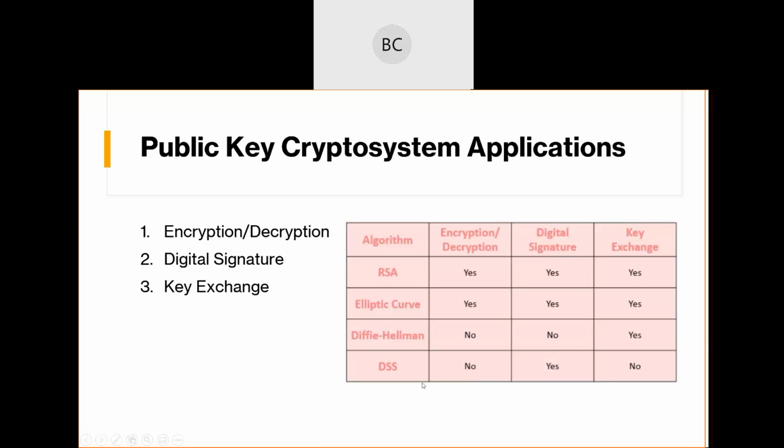Now, what are the applications of public key cryptosystems? One is very simple: the main purpose is just encryption and decryption. You send any message securely, and we just perform an encryption and decryption. This is the basic application.